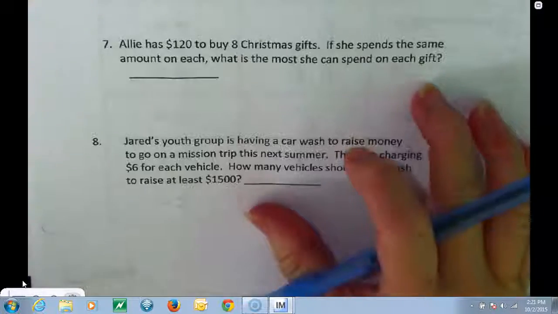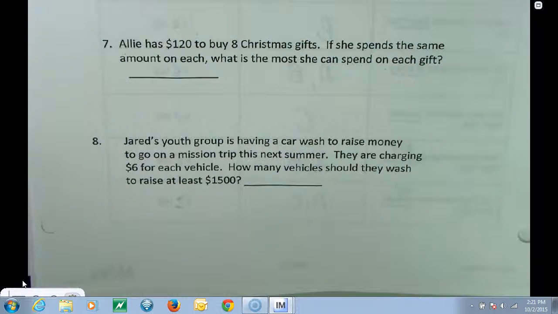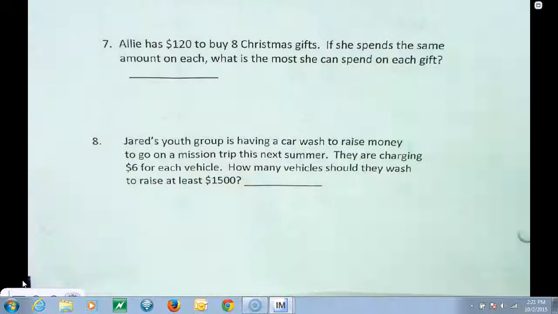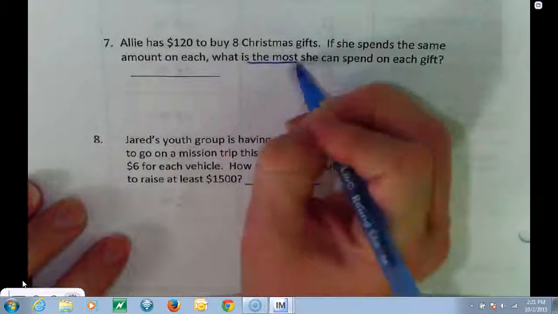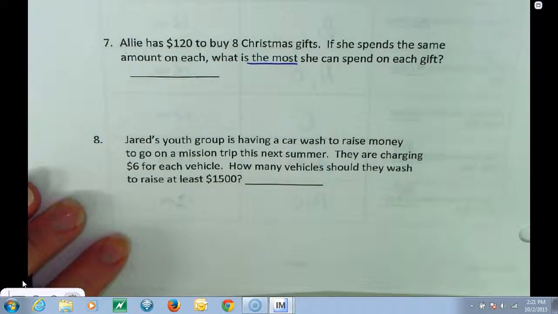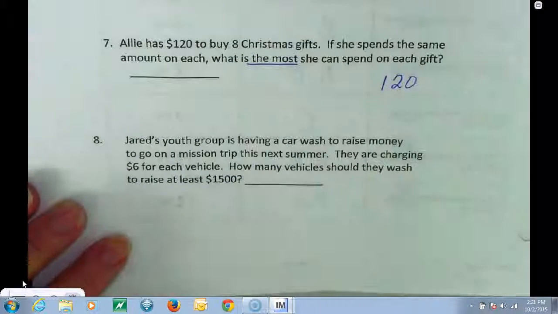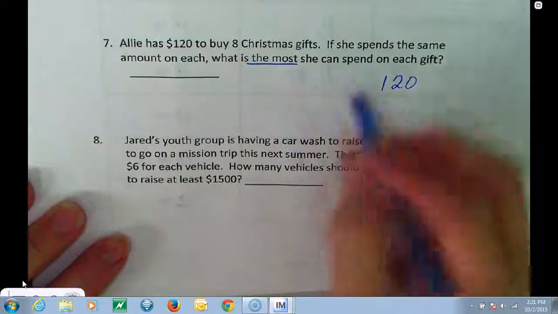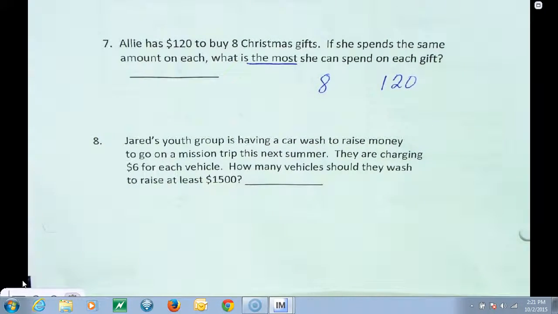Okay, number 7. Allie has $120 to buy 8 Christmas gifts. If she spends the same amount on each, what is the most she can spend on each gift? So let's think. She's got $120 to spend. She's going to buy 8 gifts. I don't know the cost of each gift, but when I find the cost, what do I do to the 8 to find the total I've spent?